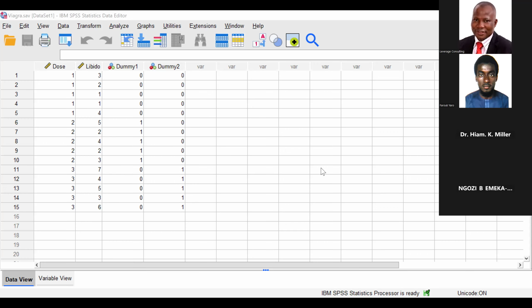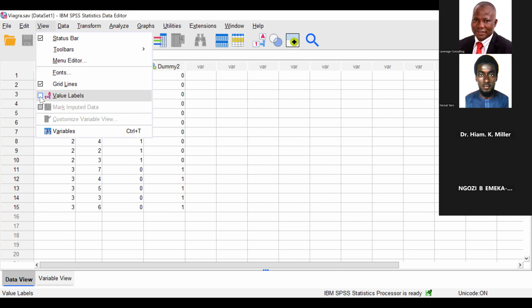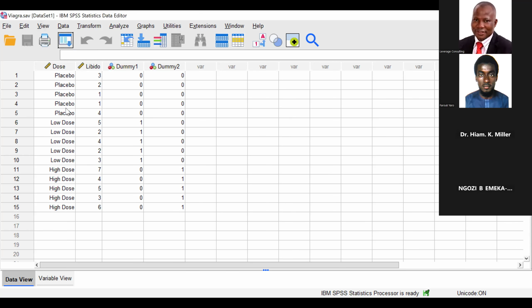Dose, that is the dosage. The first 5 are group 1. So the value is just the group, the way I label it. If I click on this value label, you see that the first 5 is placebo, the next 5 is low dose, the remaining 5 is high dose. And libido score is the score we are interested in. That is the score itself.